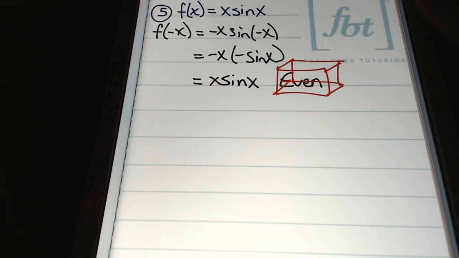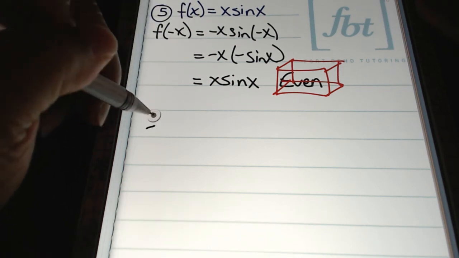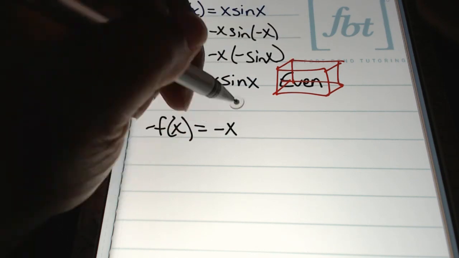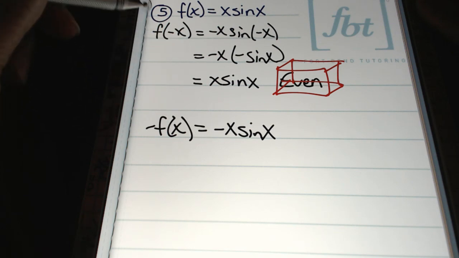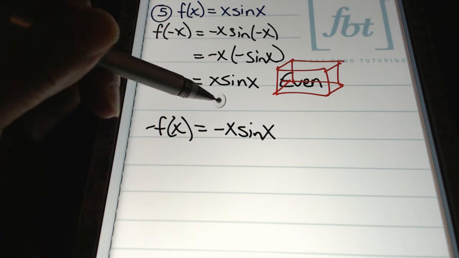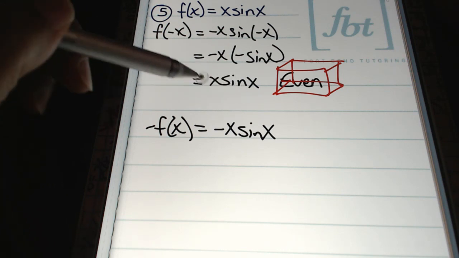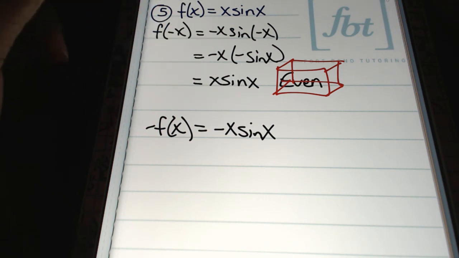That's problem number 5. And for those that wanted to know what would happen if we continued that test and found out the value of the opposite of f of x, well, then that result would simply have been negative x sine of x, which does not match the substitution of x with negative x. Therefore, we cannot confirm that this is an odd function. Instead, we confirm that it's an even function because our substitution led to an equivalent result that matches our original equation.